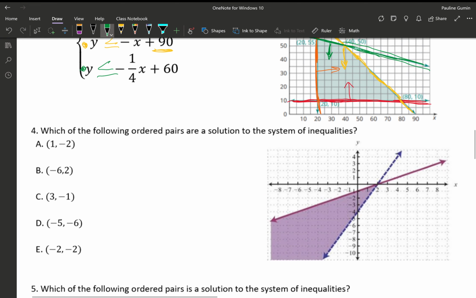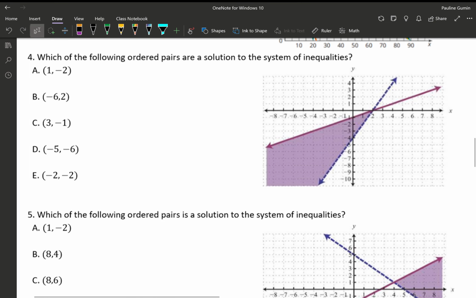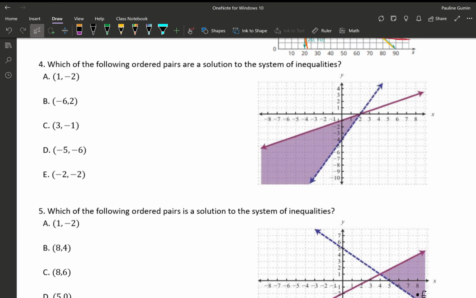easily. Okay, number 4. Which ordered pairs are solutions to this system? Let's figure it out by graphing them. All right, letter A is (1, -2).